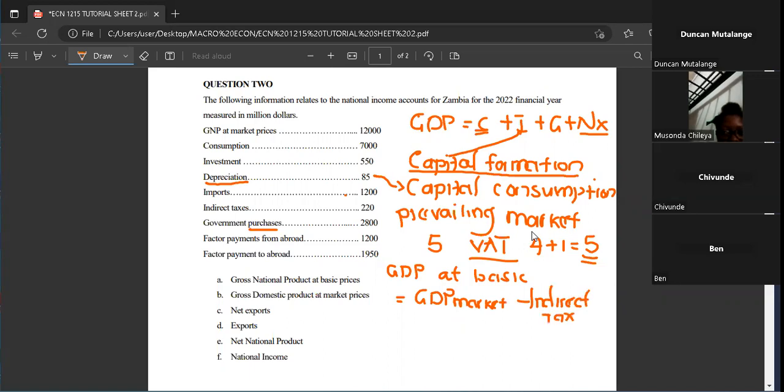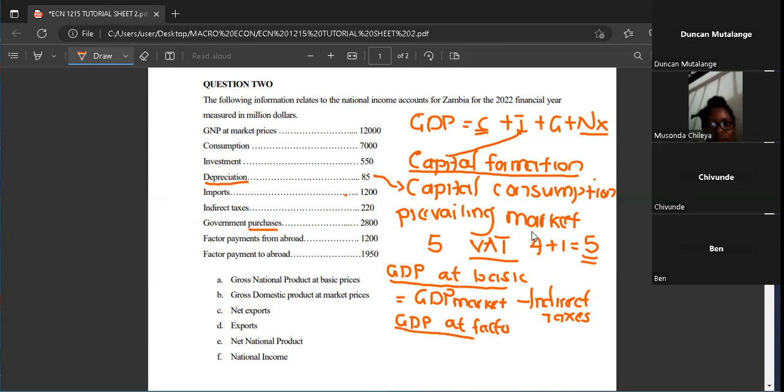So by doing this, the value that you're going to get, you get GDP at what? At basic price. Okay, so this is GDP at basic price, because basic price just means it's the price without the tax. So GDP at basic price is just equal to this. Then now we have the other one, which is not here, but you might find it in your test, called the GDP at factor cost.